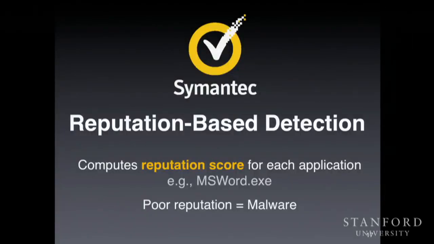That's where Symantec's new approach, called the reputation-based detection approach, comes into play. They try to compute what we call a reputation score for each application on the whole planet. The idea is that if we can find the reputation of a file, then we can say whether it's good or bad. Low or poor reputation means malware; good reputation means good software. I'll tell you in a second how to compute the reputation score. But suppose you do have that, then you could do this classification.